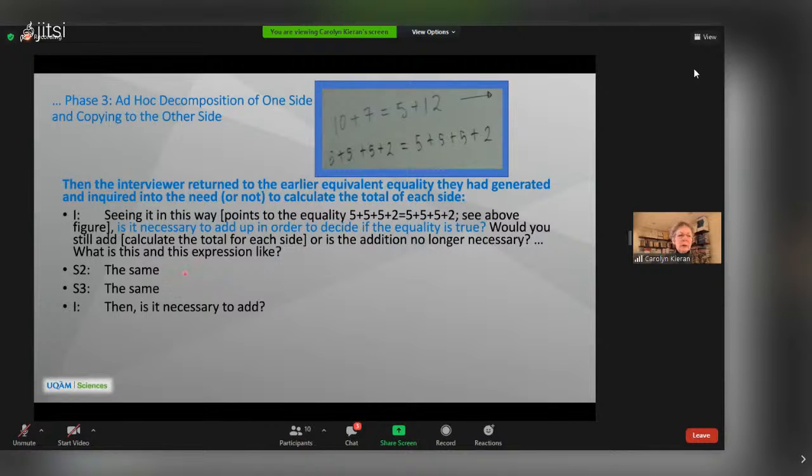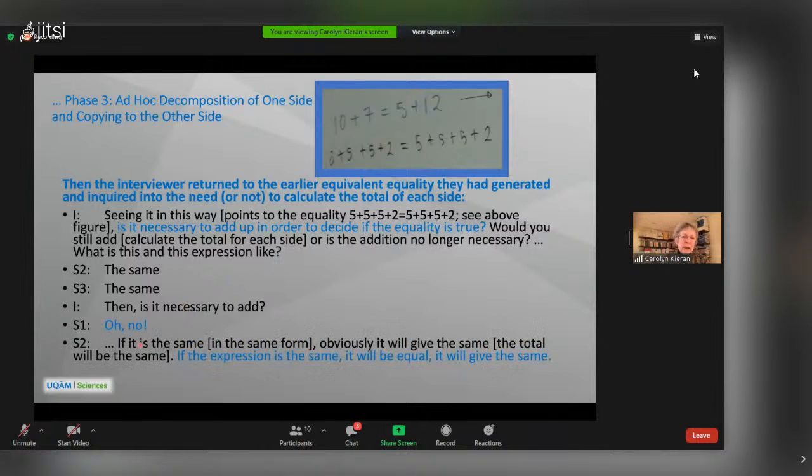Student 2, the same. Student 3, the same. Then is it necessary to add? Oh, no. If it's the same, obviously it will give the same. If the expression is the same, it will be equal. It will give the same.